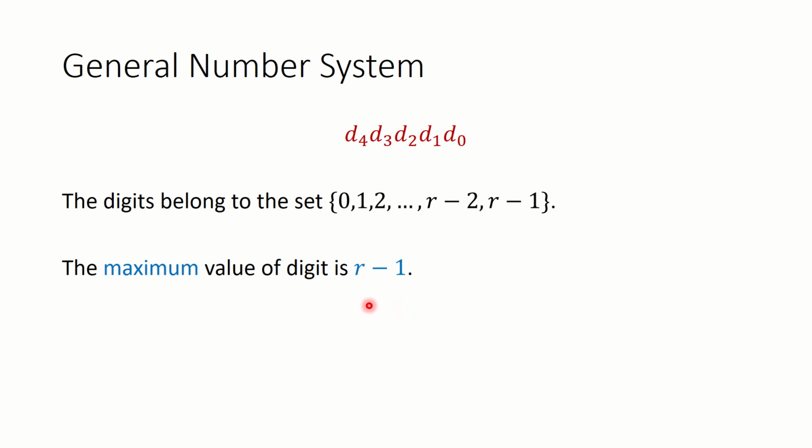So, then what becomes the fundamental quantity? The radix of the number system becomes the fundamental quantity, the fundamental information, because the digits will be restricted by the radix of the system. There will be only r number of digits which will start from 0 and end at r minus 1.